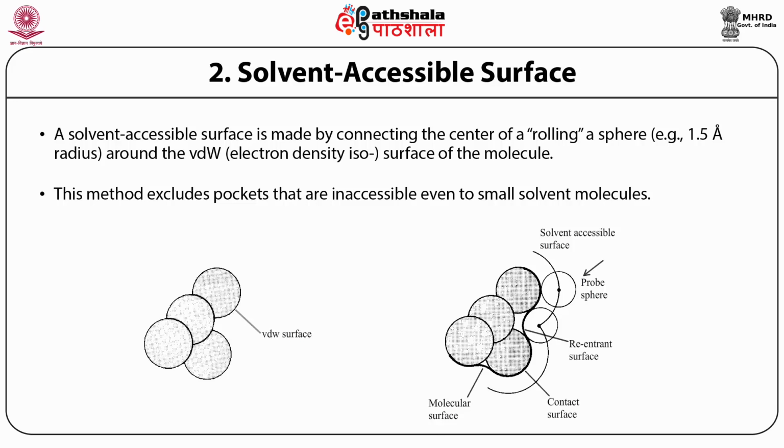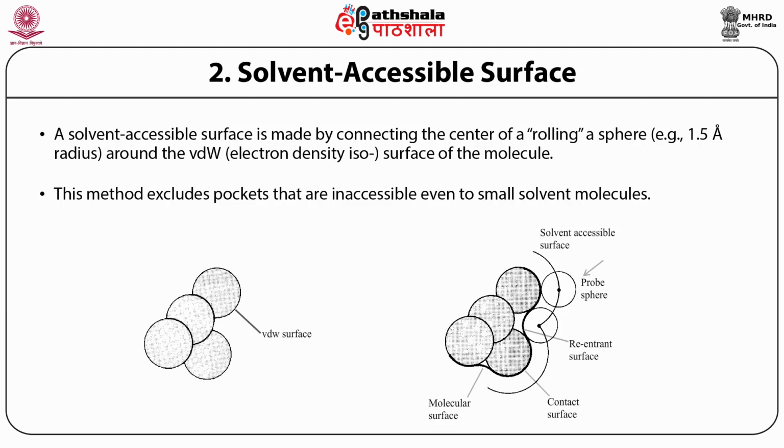So there are two methods to calculate this. One is Connolly's method and the other is Richards' method, which is very popularly used by bioinformaticians. Connolly's method actually includes the re-entrant as well as the contact surface area. Now one can calculate this, and see how this surface can be represented.